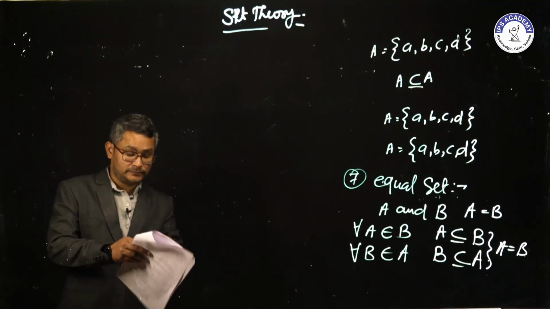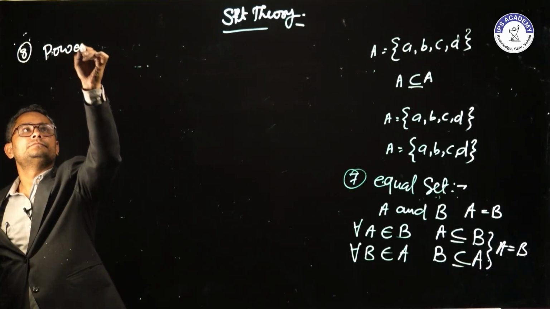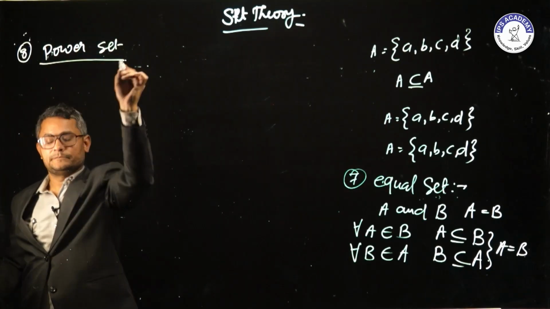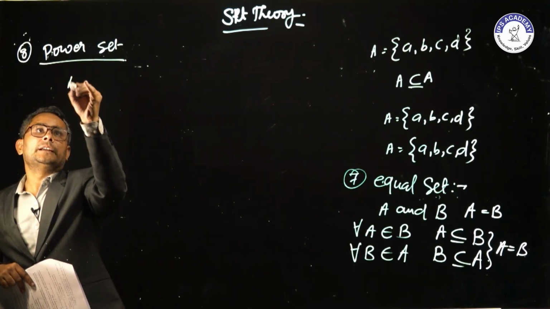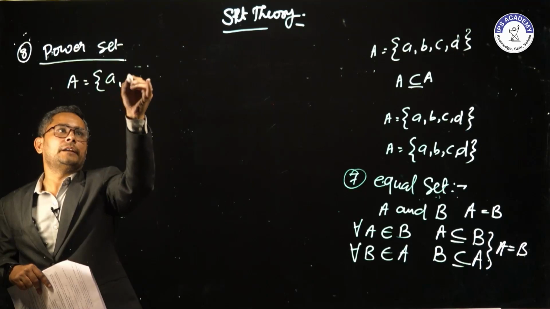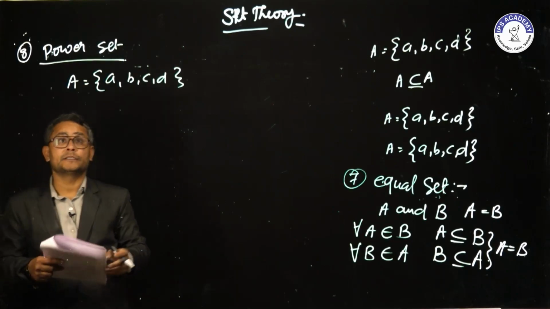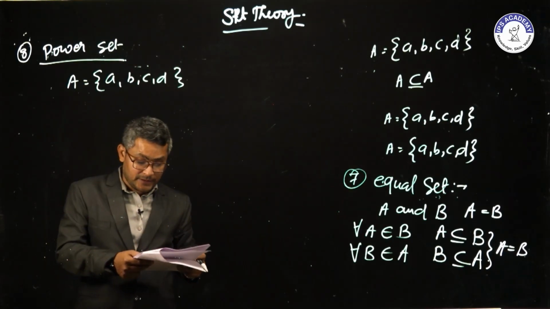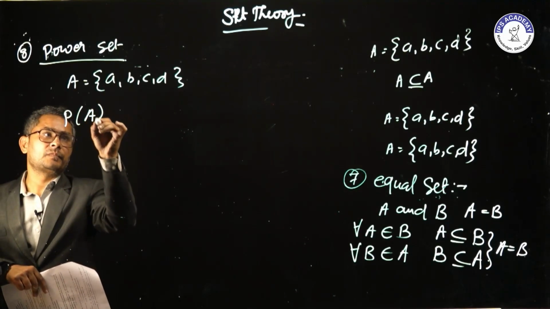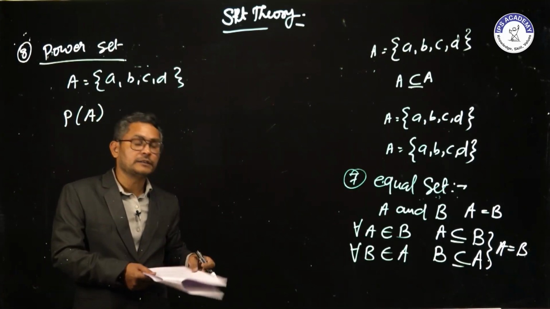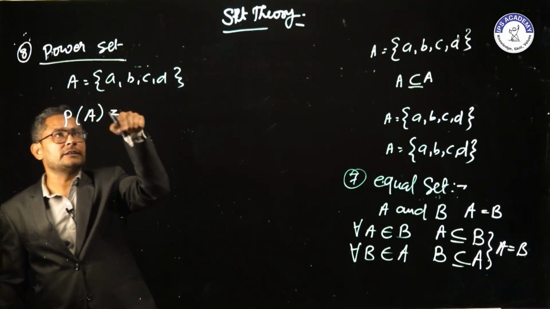Next is a power set. So what is a power set? Let there be a set A containing elements A, B, C, D. Then the power set of A is denoted by P of A. All the subsets of A together are called the power set. That means the power set contains all the subsets of A.